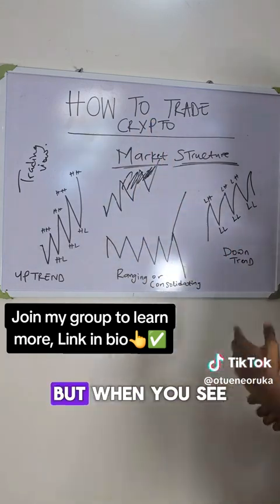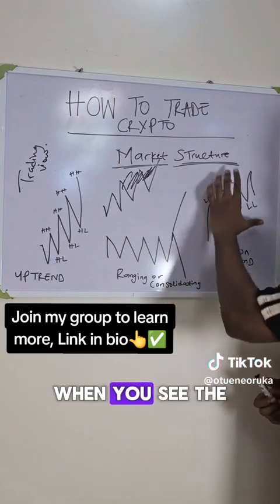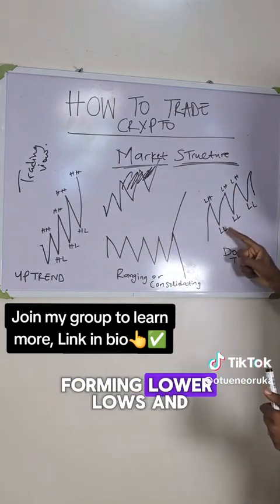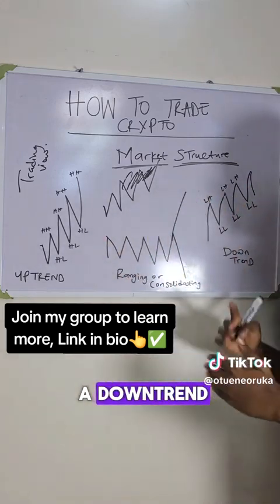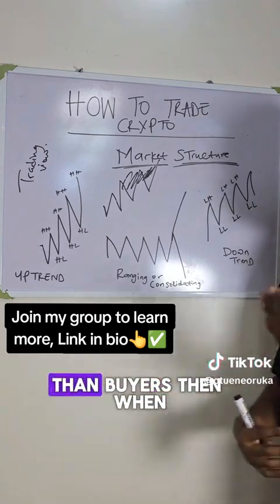But when you see the asset going down like this, forming lower lows and lower highs, your mind will tell you that this is a downtrend. It means there are more sellers in the market than buyers.